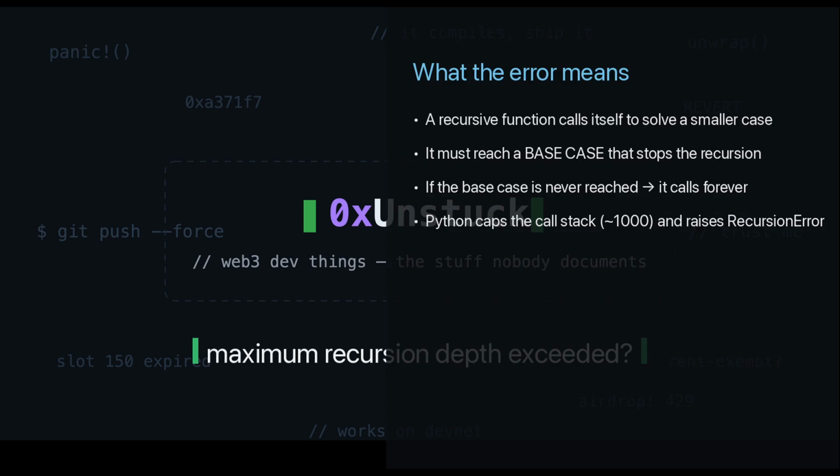Here's the idea. A recursive function solves a problem by calling itself on a smaller piece, and it must eventually hit a base case, a simple input it can answer directly without recursing. That base case is the brakes. If the recursion never reaches it, the function keeps calling itself deeper and deeper. Python doesn't let that run until your machine dies. It caps the call stack at around 1,000 frames and raises RecursionError. So the error is really telling you your recursion isn't stopping.